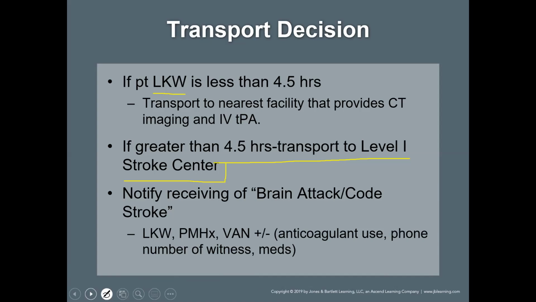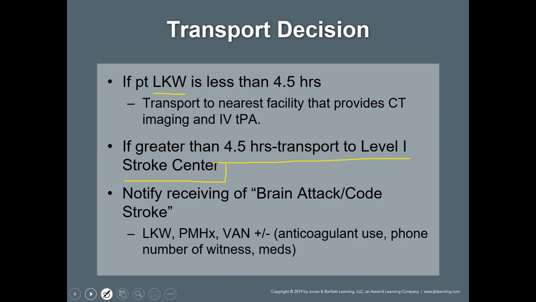Last known well is very important. Their past medical history. If I did a Cincinnati stroke scale and they had arm weakness, I'm going to tell them if they're VAN positive. So when I go to give my report, I'm going to say, I am bringing you a code stroke, last known well for this 70-year-old female was at whatever time it is, 10 a.m.